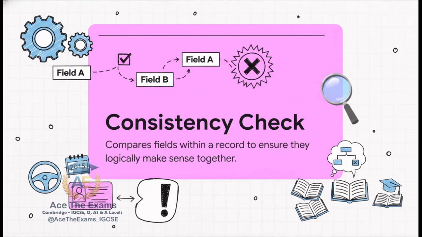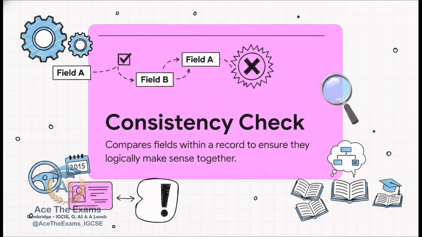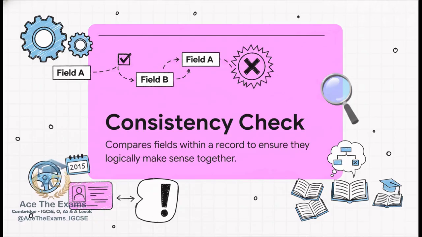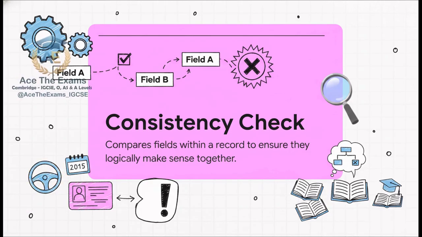Next up in our toolkit is the consistency check. Now this one is fascinating. It compares two or more completely different fields within the same record to ensure they logically make sense together. For example, if a user enters their date of birth as the year 2015, but their driver's license status field is marked as valid, the consistency check immediately flags an error.